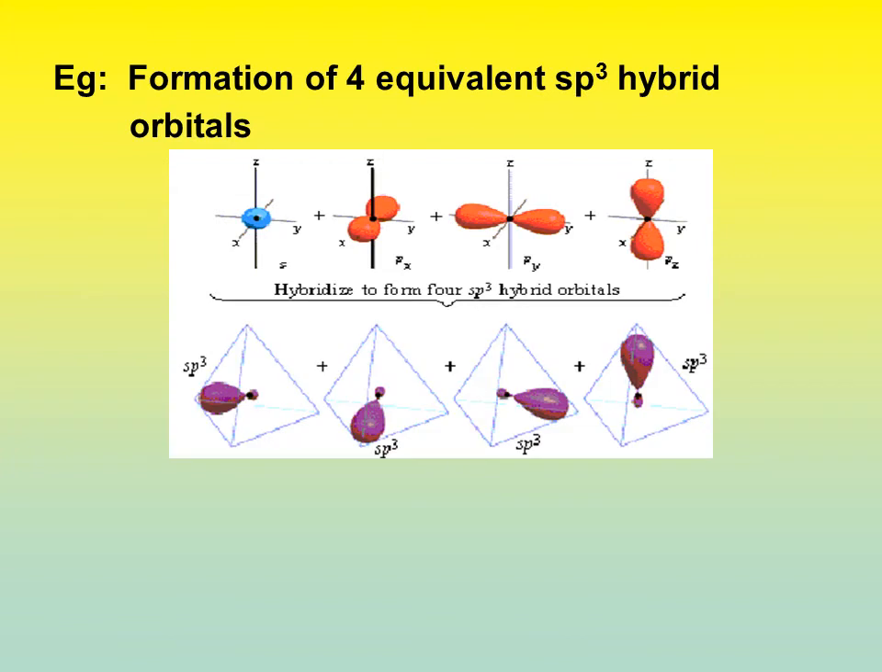What if we combine one s orbital with three p orbitals? In this case, we have four equivalent orbitals, which are the sp3 orbitals. The sp3 orbitals are then arranged in a tetrahedral arrangement.